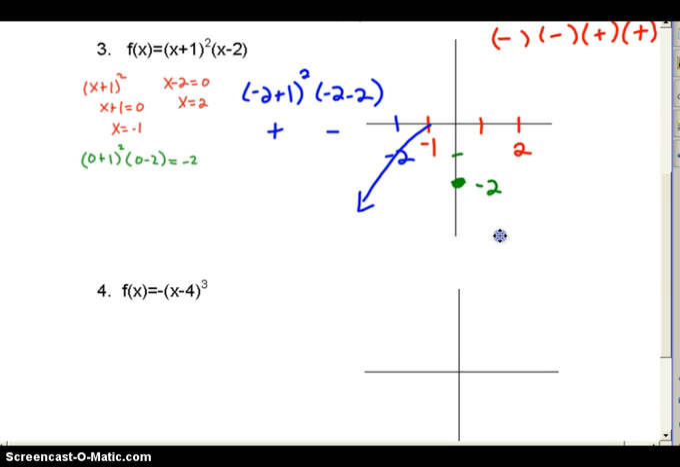Okay, now I want to test out a number to the right of 2. I'll test out 3. Okay, 3 plus 1 quantity squared is a positive number. And 3 minus 2 is a positive number. So positive times positive is positive. So after I cross 2, my graph's going to go up. So from negative 1 to my y-intercept to my 2, that's how it's going to look.